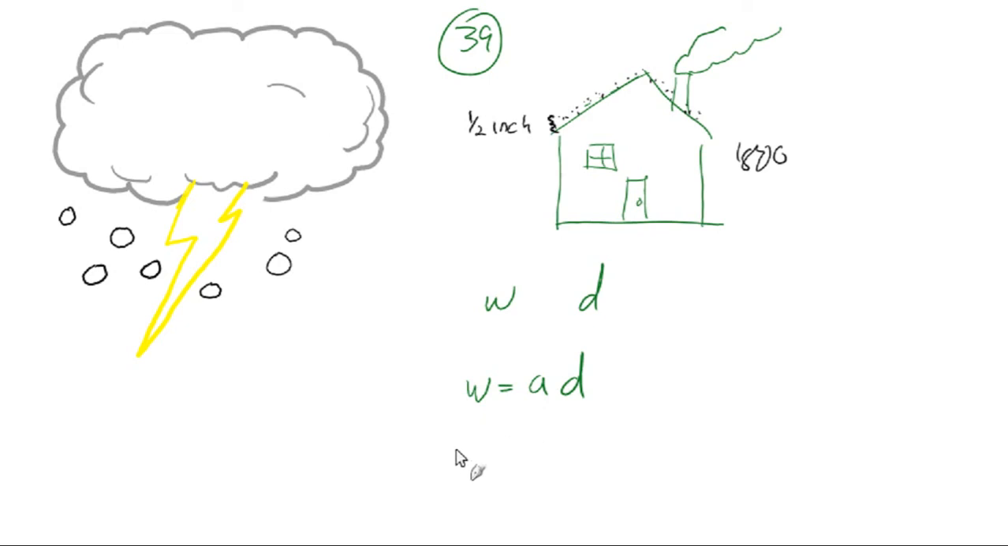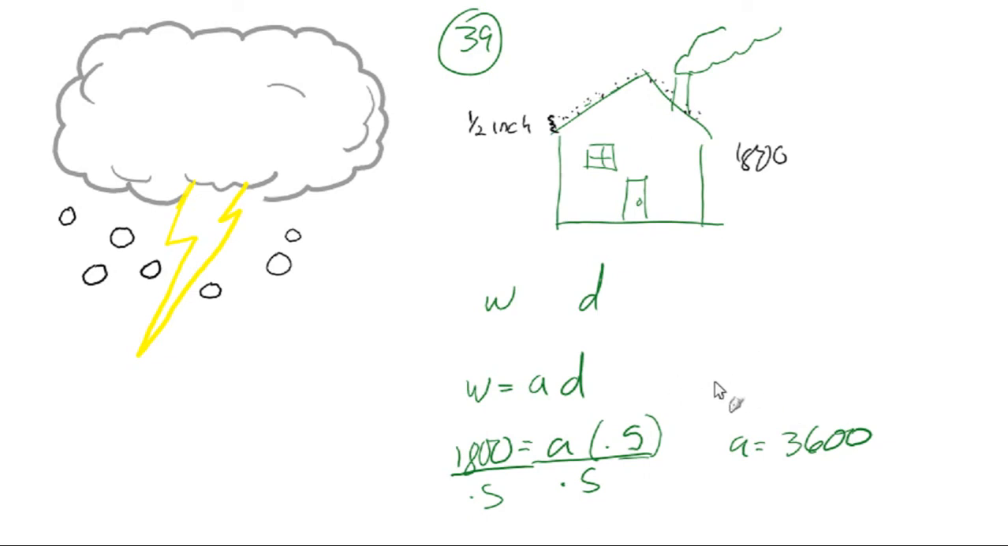We do have a weight, 1800. And we have a depth of 1/2, let's just say 0.5. So how do we solve for A? We divide by 0.5 on both sides. Divide by 0.5. And A is equal to 3600. Yes, that is right. So A is 3600. So the equation that'll give us the weight is W equals 3600 times D.